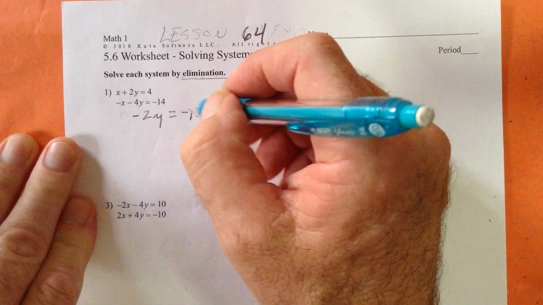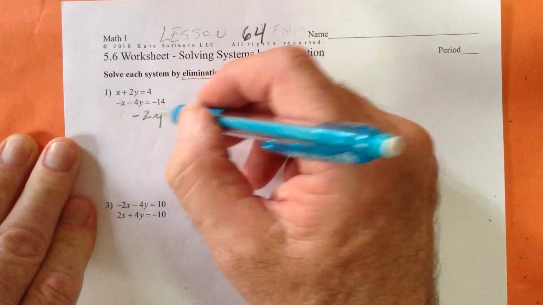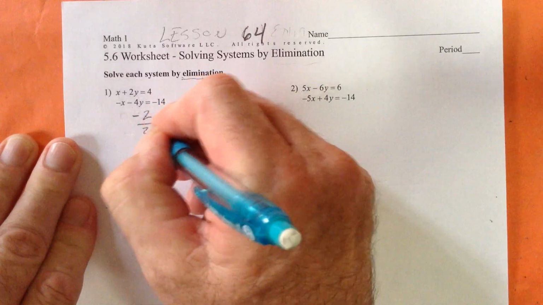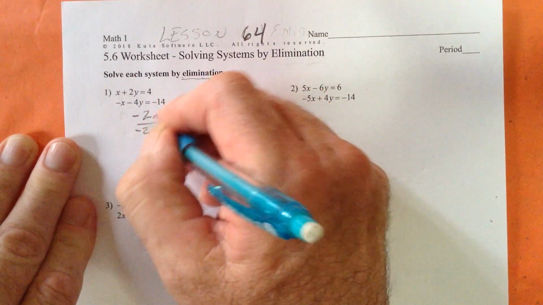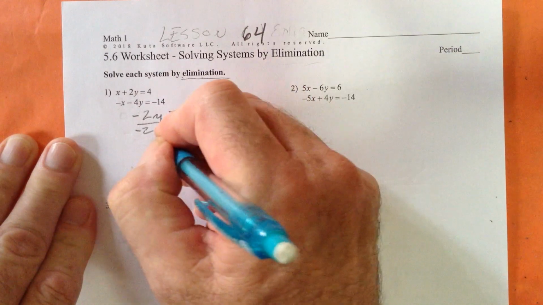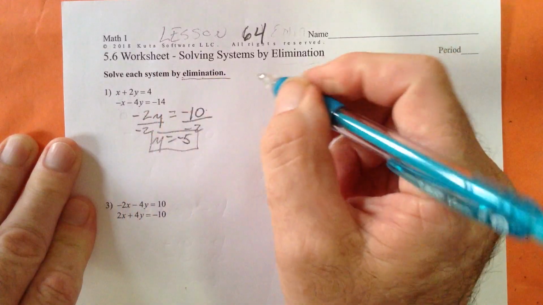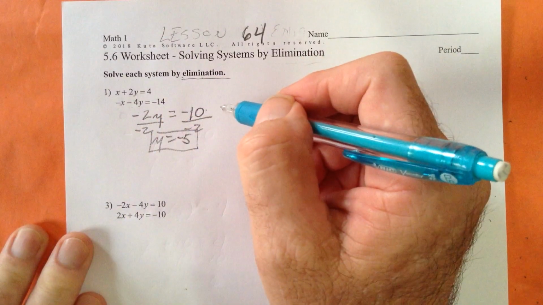Negative 2 times something equals negative 10. Well, most people see that will be just negative 2 times 5. But if I simplify, the opposite of multiplying is dividing. So negative 10 divided by negative 2, that would be negative 5. So the point where the two lines cross, the y would be negative 5.